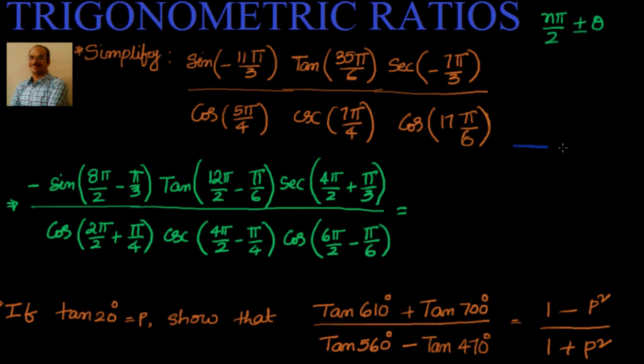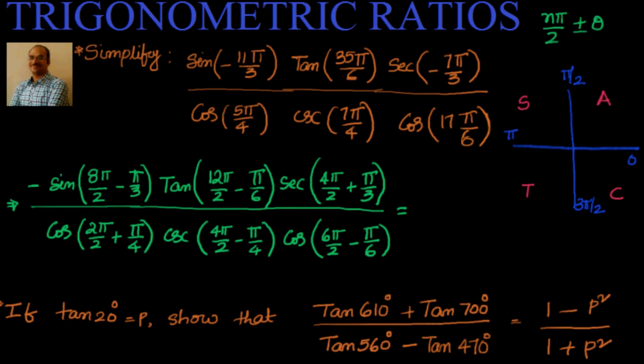So this is how our four quadrants are: 0, pi by 2, pi, 3 pi by 2. And we know here all are positive, here sine is positive, here tan is positive, here cos is positive.